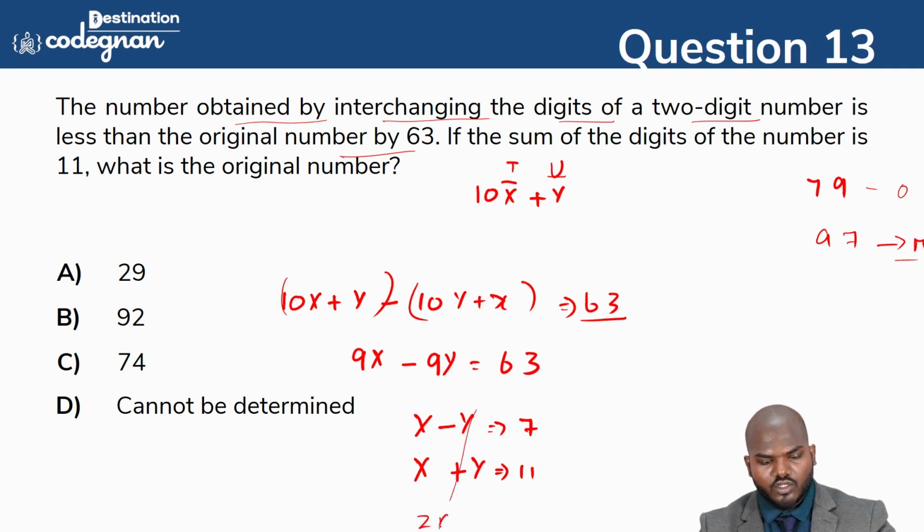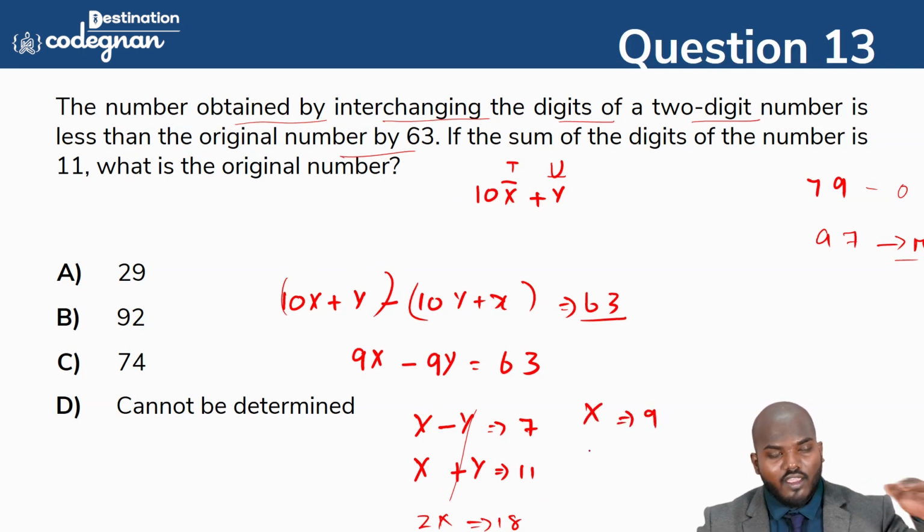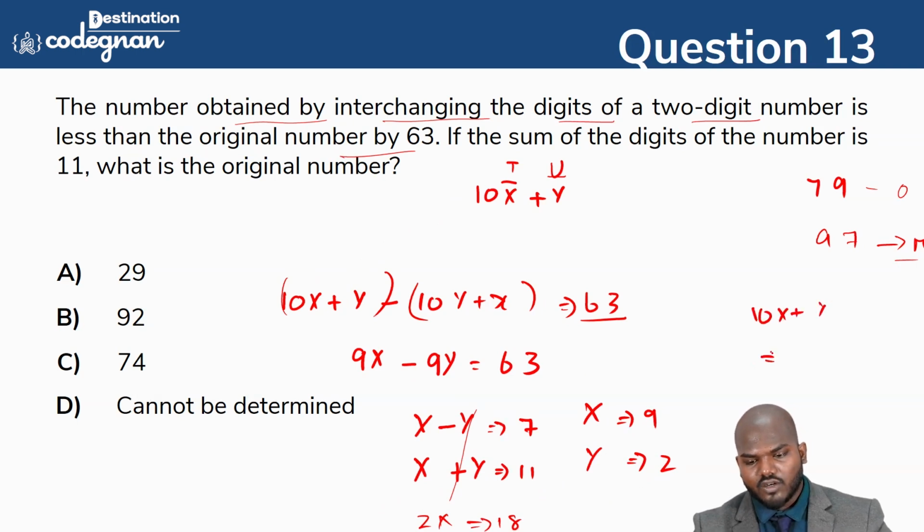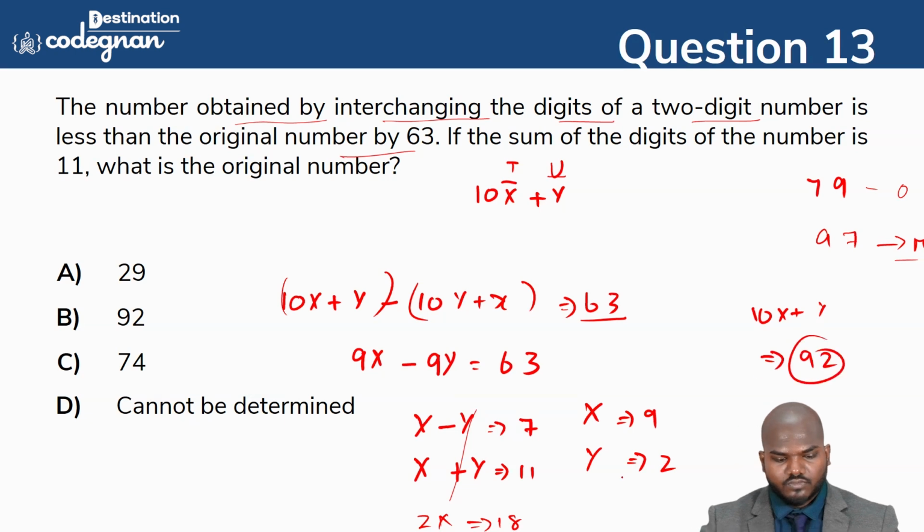2x is equal to 18. Then x is equal to what? I can call the value, guys, 9. Once I resolve this, I apply it in one of the equations and I get the value y is equal to 2. Once you combine this, the original number is equal to what? That is 10x plus y, right? If I apply it here, I will get the answer 92. This is how you find it.